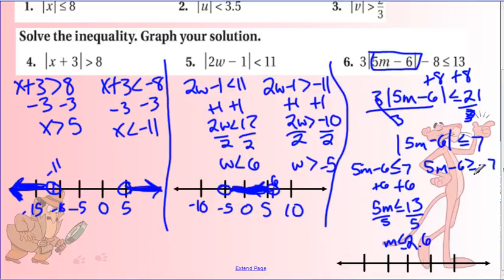On the other side, if we add 6, we get 5m is greater than or equal to negative 1. When we divide by 5, these cancel. M is greater than or equal to, and negative 1 divided by 5 is negative 0.2.